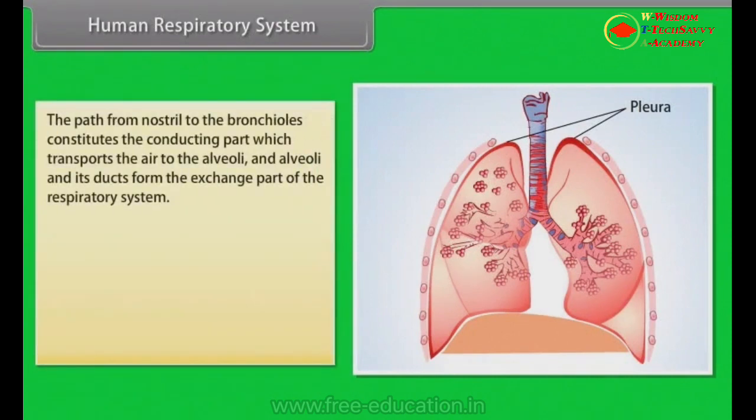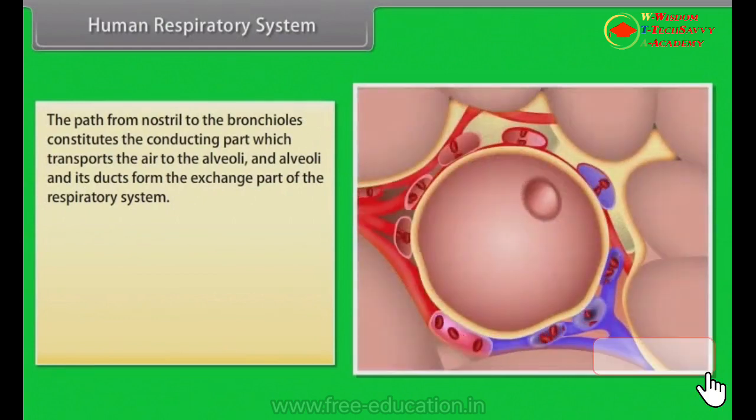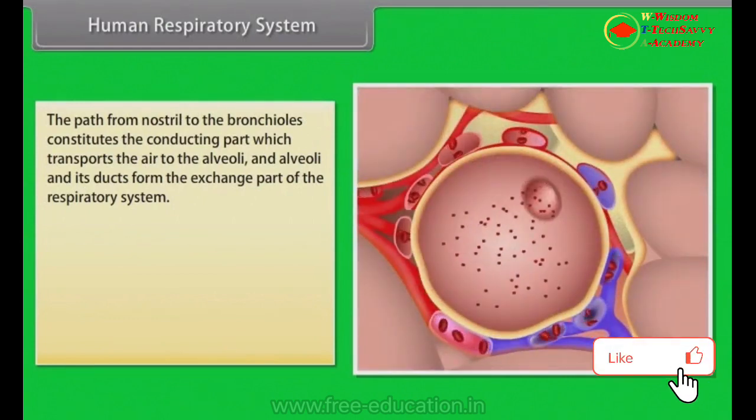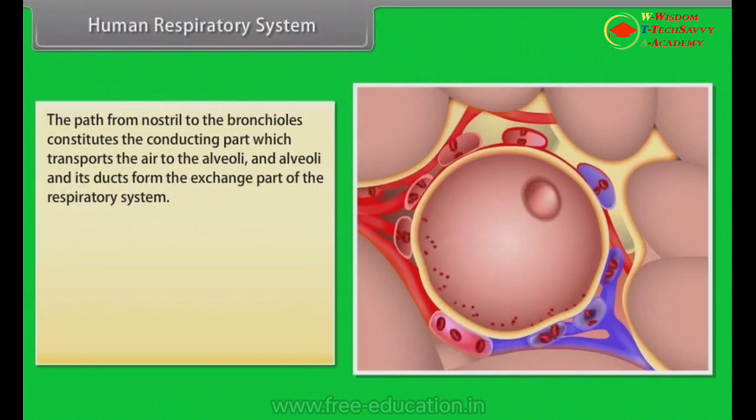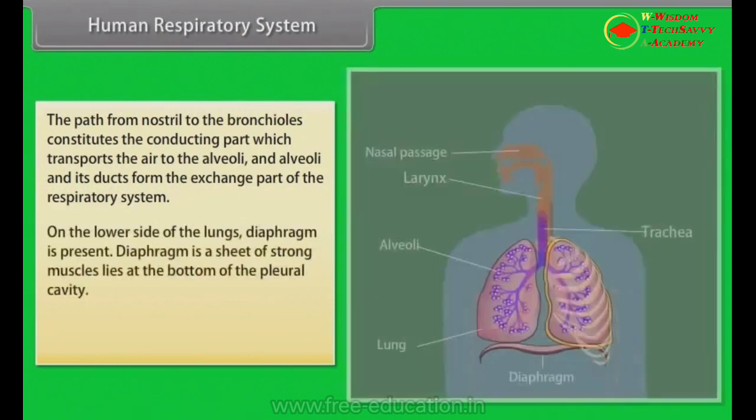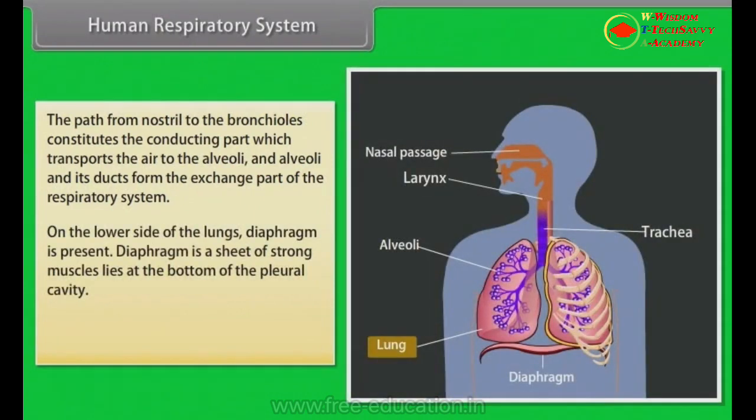The path from nostril to the bronchioles constitutes the conducting part, which transports the air to the alveoli, and alveoli and its ducts form the exchange part of the respiratory system. On the lower side of the lungs, diaphragm is present. Diaphragm is a sheet of strong muscles that lies at the bottom of the pleural cavity. The diaphragm is absolutely necessary to the respiratory system.